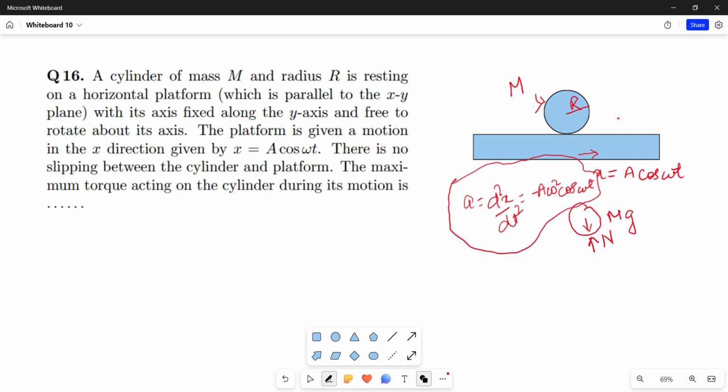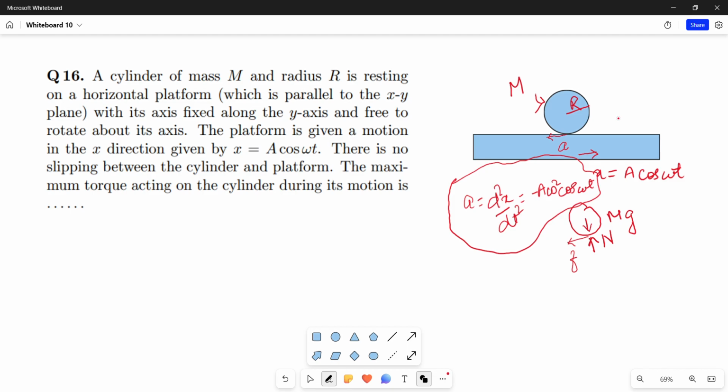Now moving to this cylinder. This cylinder is rolling without slipping on this plank. So the direction of frictional force, because it is in contact with the plank, and plank is having an acceleration of minus a omega square cos omega t, this point of contact will also have an acceleration same as A. Hence we can say that the frictional force acting on this cylinder is towards left. Now our free body diagram is complete.